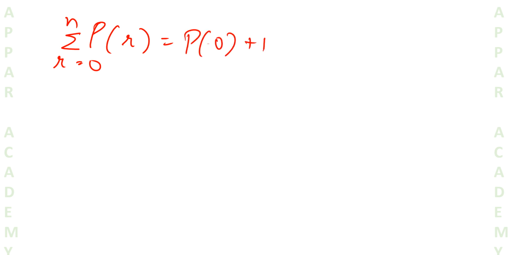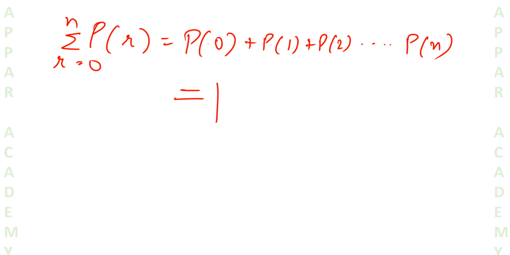Another important note, that each of the probabilities is a non-negative fraction. We all know that it's a fraction and it is non-negative, and the sum of all the probabilities is 1, that is summation of r is equal to 0 to n P_r, this is equal to P0 plus P1 plus P2, so on till Pn, right? And this will always be equal to 1. This is important, right? Because this will be helpful.